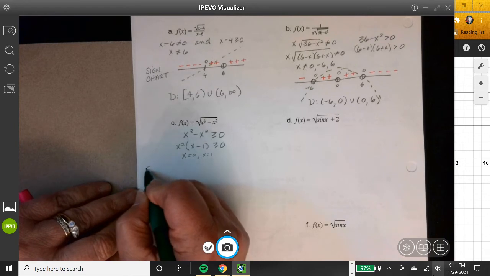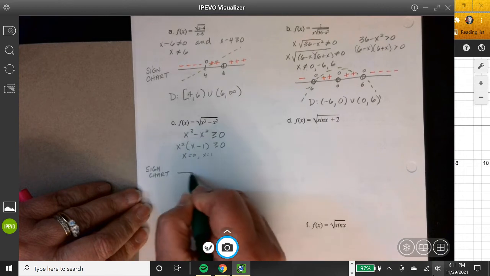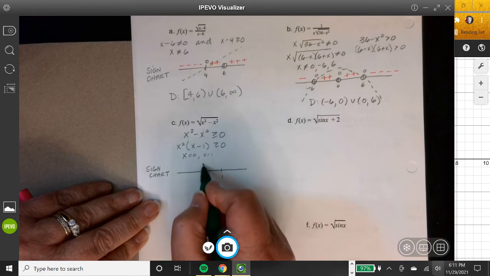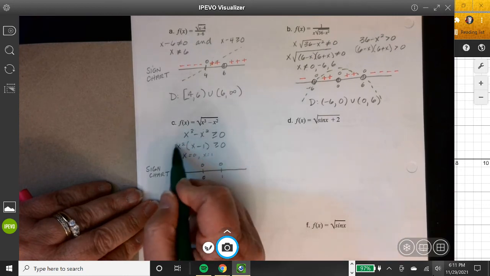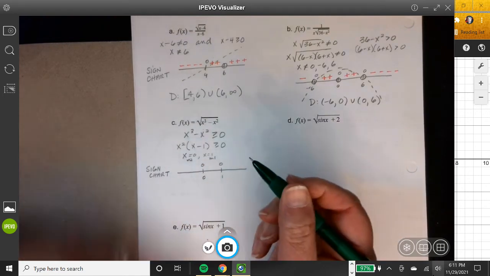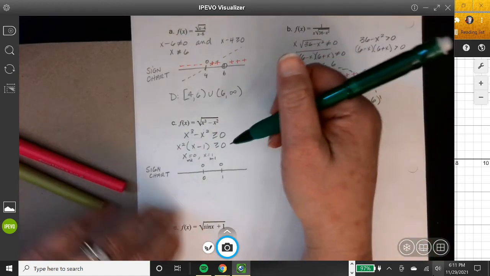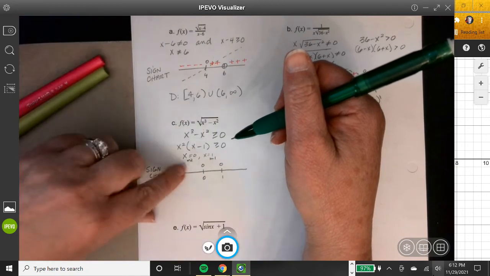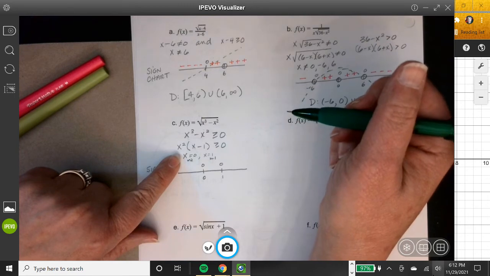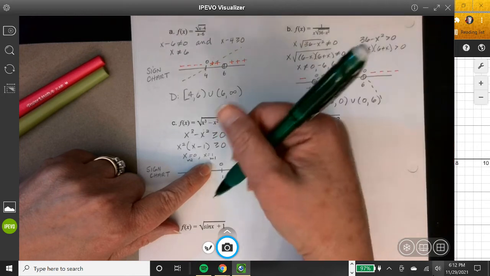So we're going to put that on our sign chart. Here we go, here's my sign chart. And we're going to put 0, and we're going to put 1. Now we need to talk about the multiplicities of these zeros here. The multiplicity of this 0 is 2, and this one is 1. Now, back when you were learning about polynomials and graphing them, a multiplicity of 2, 4, 6, or 8, or something like that, that's an even number that bounces. And a multiplicity of 1 is a pass-through 0, meaning it's going to pass through the x-axis.